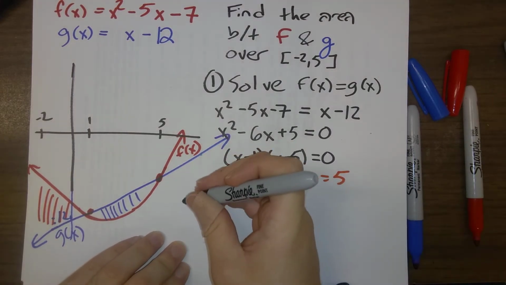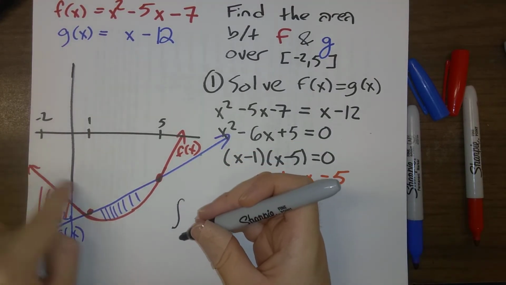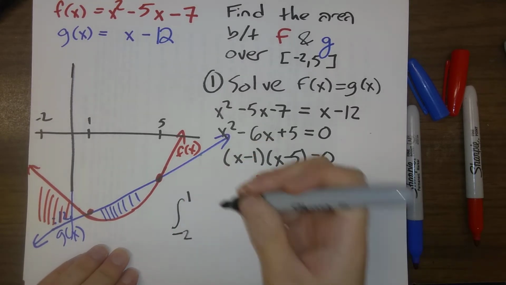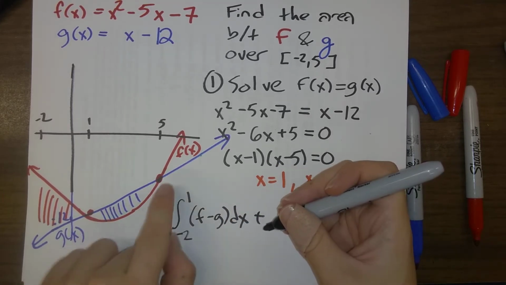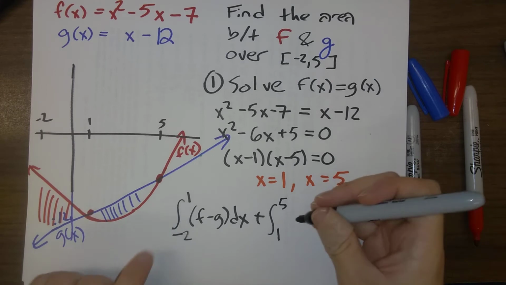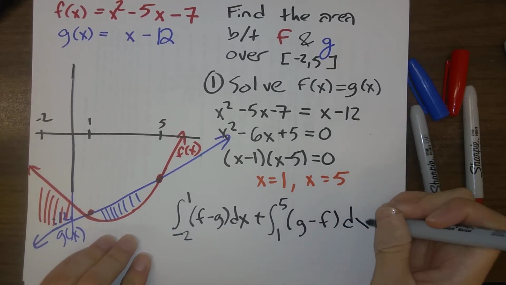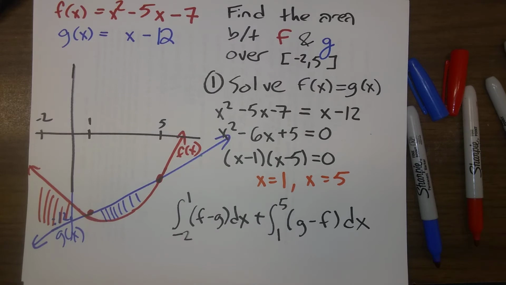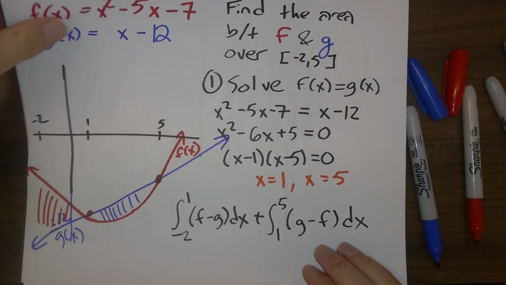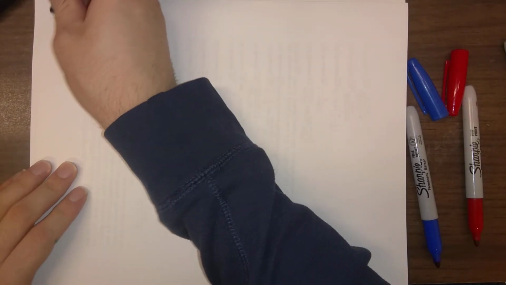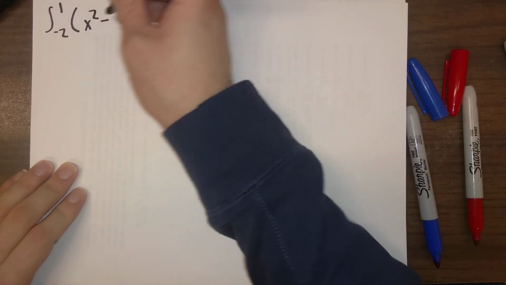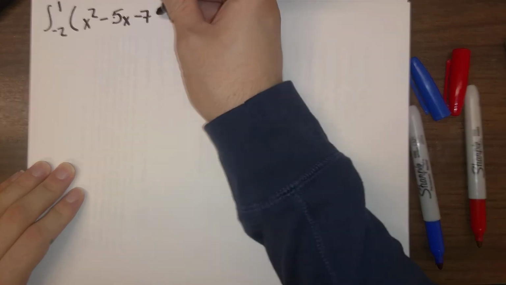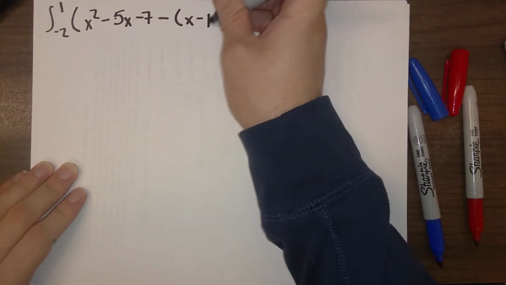In order to set this up, let me go ahead and write all of this down. We're doing the integral between minus 2 and 1 of f minus g. And then here we're doing the integral from 1 to 5 of g minus f. So those are the two calculations that we should be doing. Okay, so let's go to the new slide to actually carry out these calculations. We're looking for the integral from minus 2 to 1 of f of x, so that's x squared minus 5x minus 7, minus g of x, so minus x minus 12.